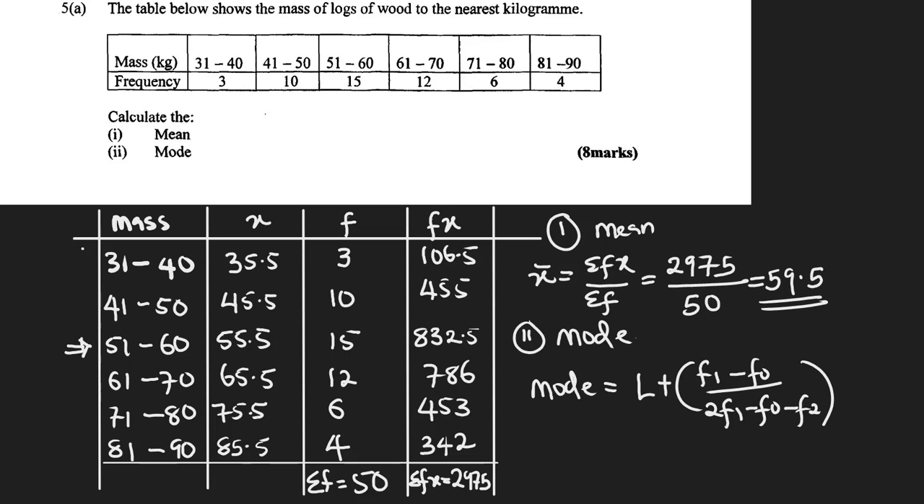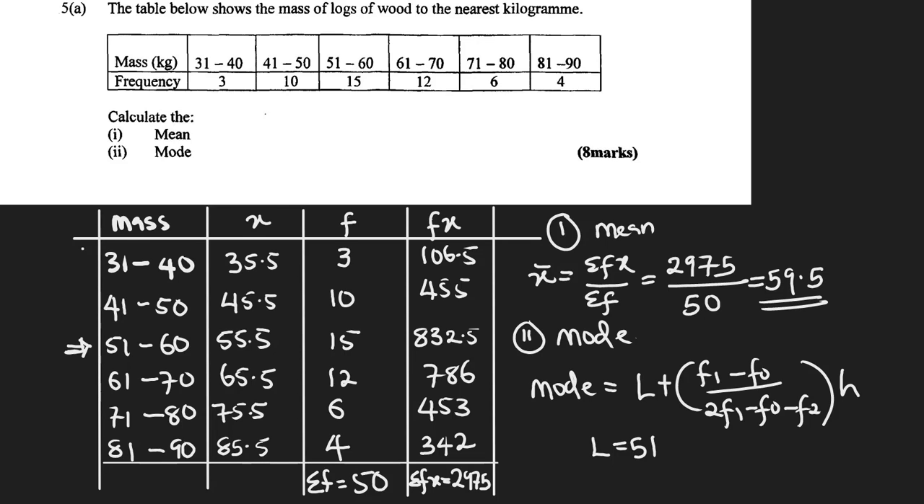then times H. So this is the formula. Of course, all these things are not a big deal. They exist. So what is L? L now is the lower limit of the modal class. The modal class is this, the one with the arrow. So what is the lower class limit? It is 51. This is the higher class limit. So the lower class limit is 51. So we say L is equal to 51, right?